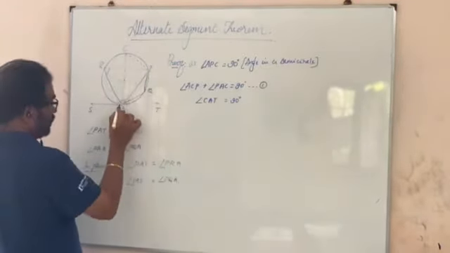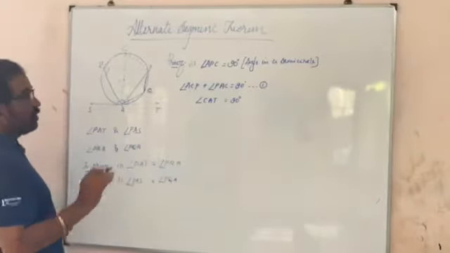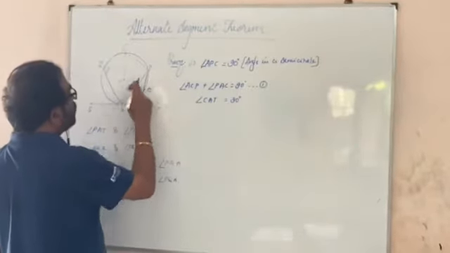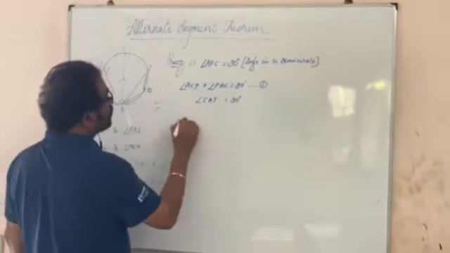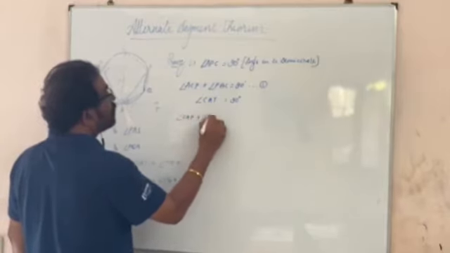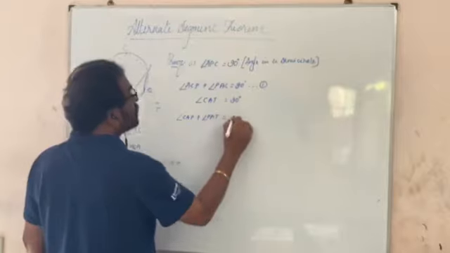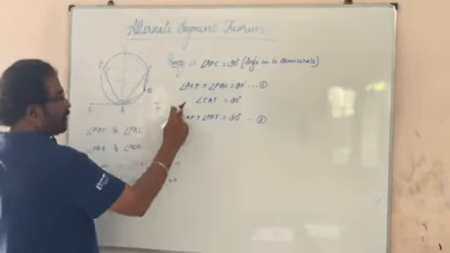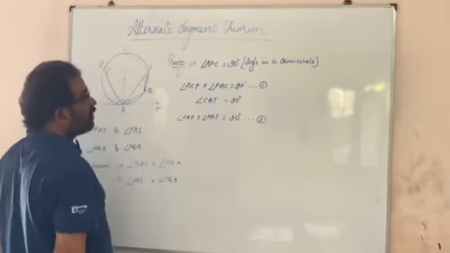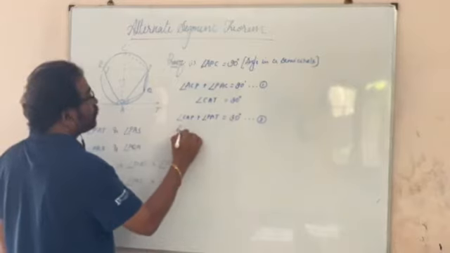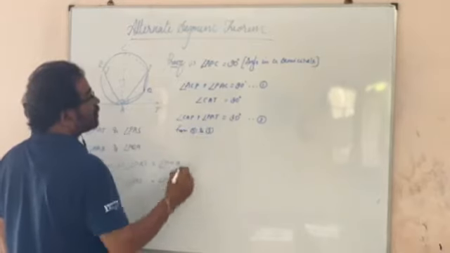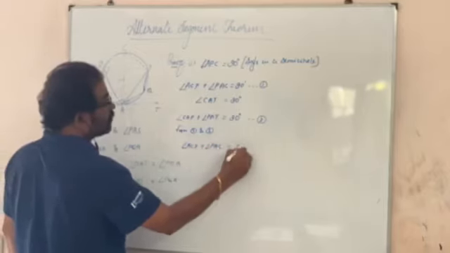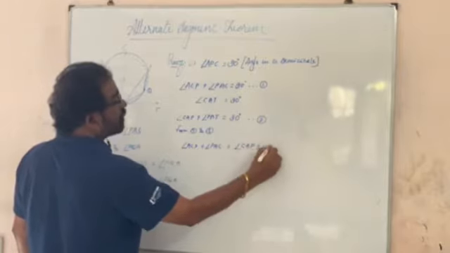CAT, the angle between the diameter and the tangent at the point of contact, is always a right angle. CAT can be separated like this, that is CAP and PAT. CAP plus PAT is equal to 90. This is 2, because the sum of these two is 90. From 1 and 2 we have angle ACP plus angle PAC is equal to angle CAP plus angle PAT.